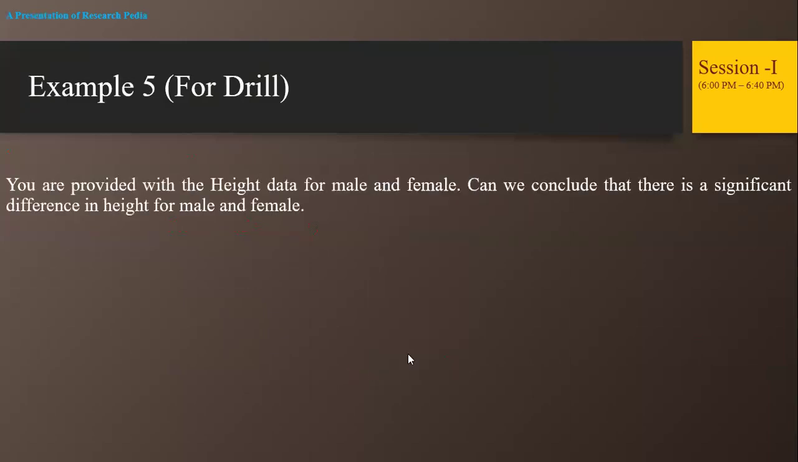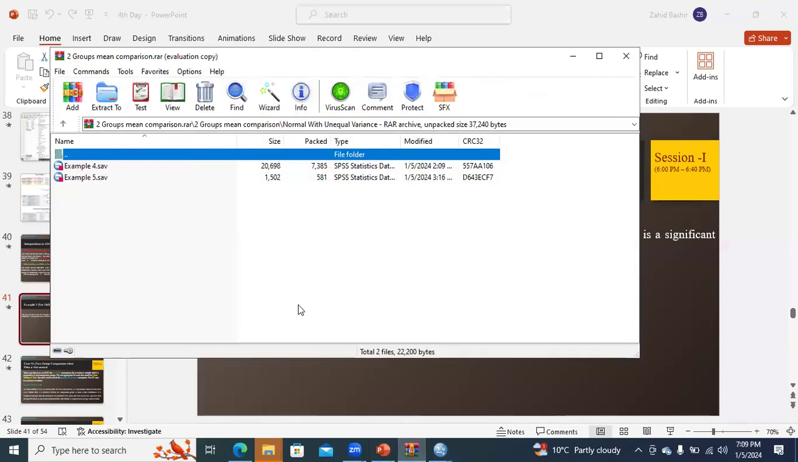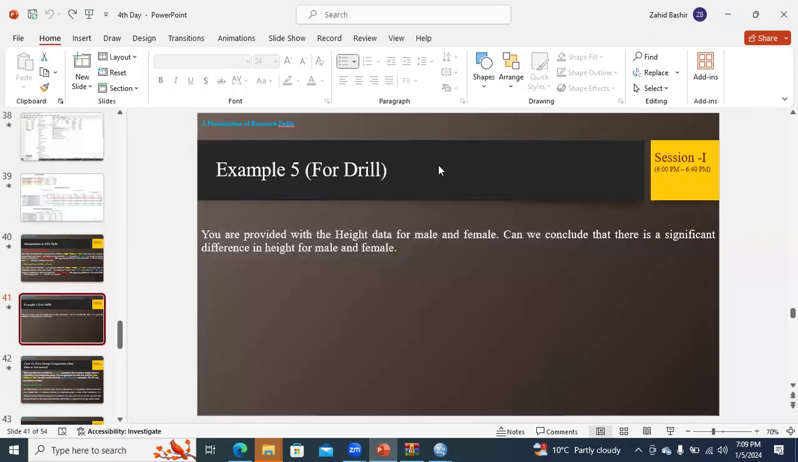If you see your folder, I have run the procedure with example 4, and I have given you example number 5 in the normal with unequal variance table folder. So you need to apply the whole procedure with example 5, and I will stop the recording for a while so that you may confirm how this procedure is clear over here. I will wait for 5 minutes so that you may apply the procedure.